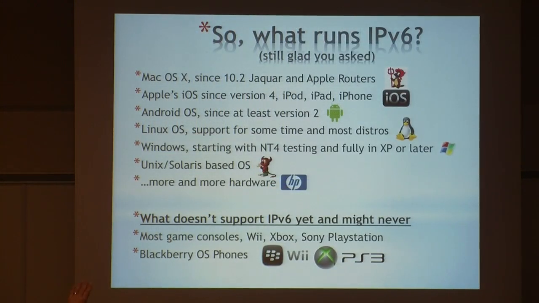Well, let me go over this first then. So what runs IPv6 right now? Mac OS X has, since Jaguar, 10.2, supported IPv6. The Apple routers, such as the Airport Extreme and whatnot, support IPv6, and they will actually do IPv6 routing for you. They will take the information off the internet and exchange it.